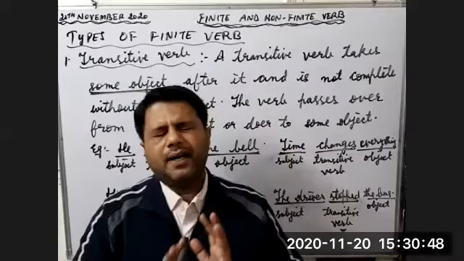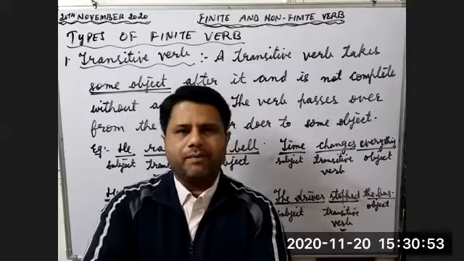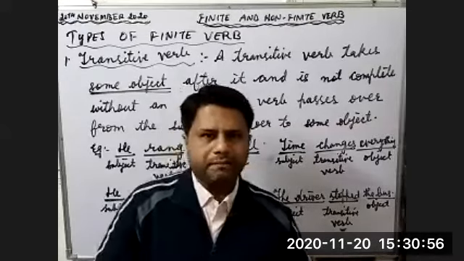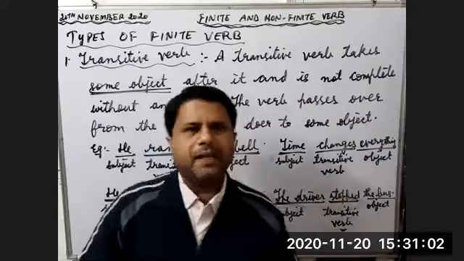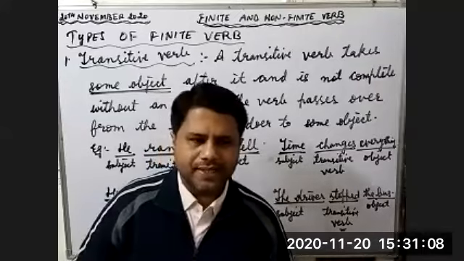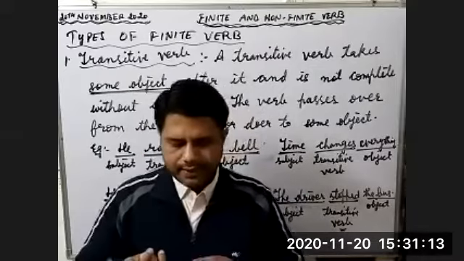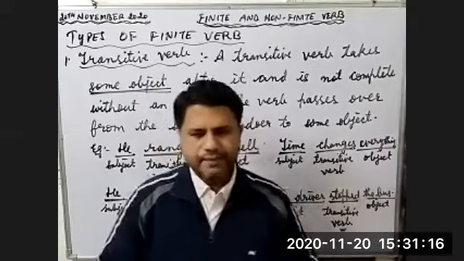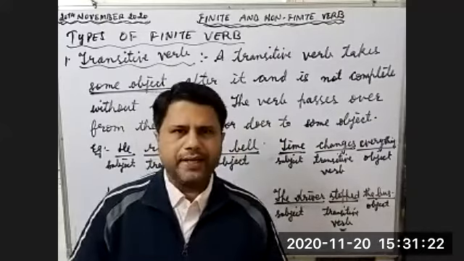Children, 10 types of verbs we will be discussing. Transitive and intransitive verb, right? Then infinitive, bare infinitive and to infinitive. Then participle, present participle, past participle, perfect participle, then gerunds. So total 10 verbs we have to discuss. Out of 10, 2 are finite verbs and 8 are non-finite. Infinitive, participle, gerund, then to infinitive, bare infinitive, past participle, present participle, perfect participle. Total 8 non-finite verbs we have to discuss.